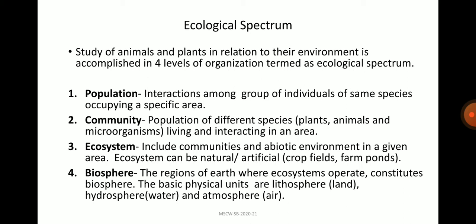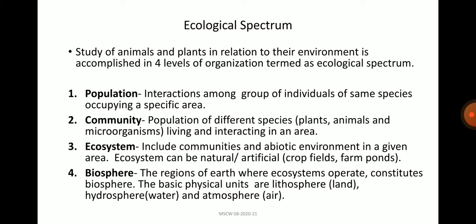The second one is the community. All the populations of a given area together form a complex unit known as a community or biotic community. So you can say populations of different species living and interacting in an area form the community. The ecosystem is defined as the study of community in relation to its total environment, or a system of interacting living organisms and non-living substances.